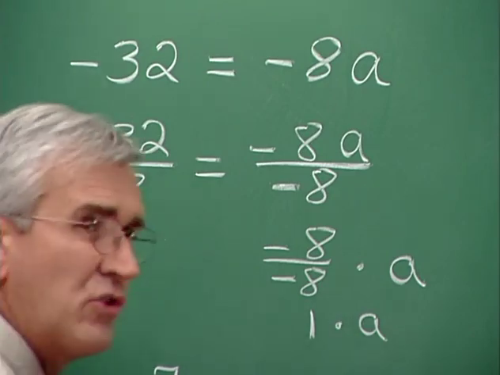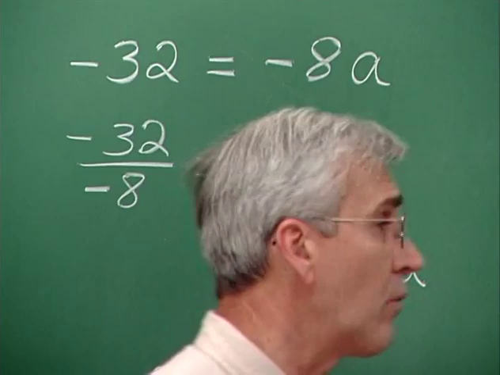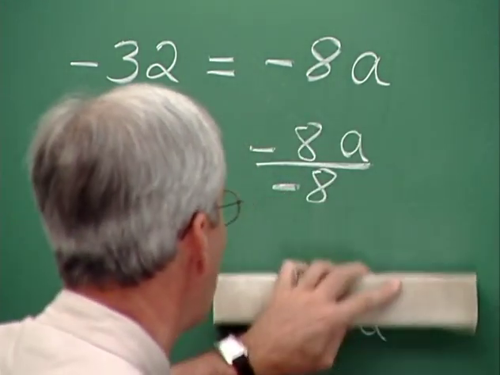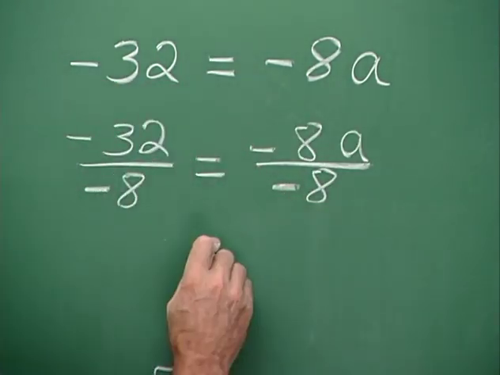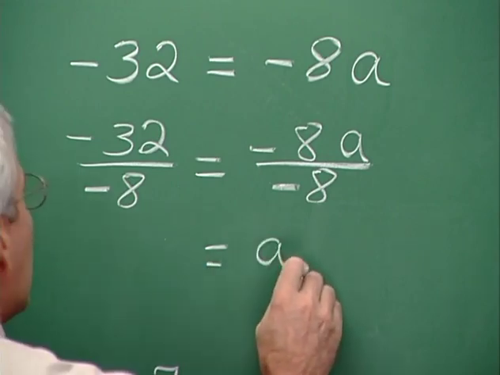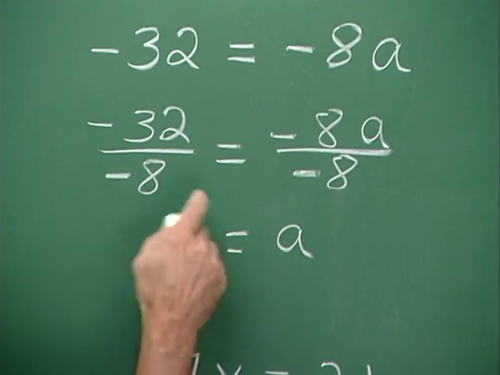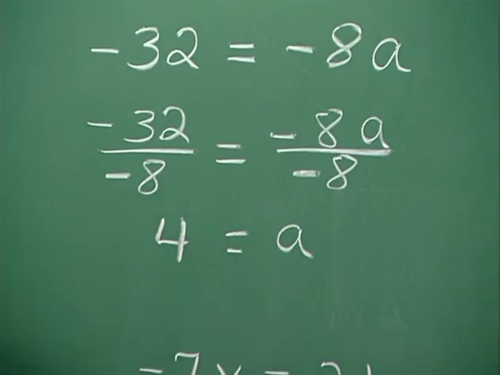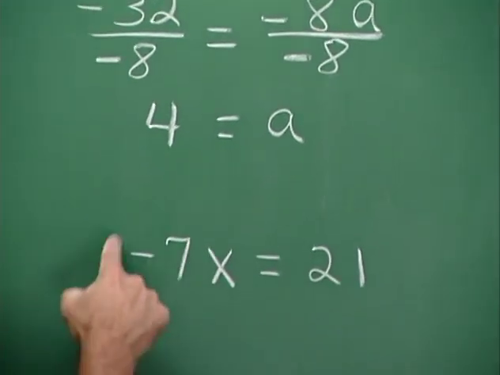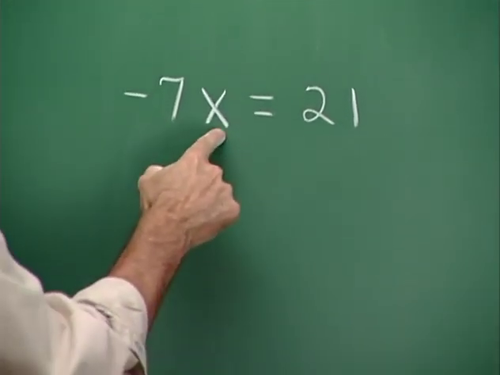And that's why we kind of jump to the conclusion here that on the right side of the equation, we're left with the letter a. All right, so over here we're left with a, and on the left, negative divided by negative is positive. 32 divided by 8 is 4. So 4 is the solution to the equation. And again, we could check it if we'd like. Here, the negative 7 is going to be divided on both sides to clear this number next to the letter.